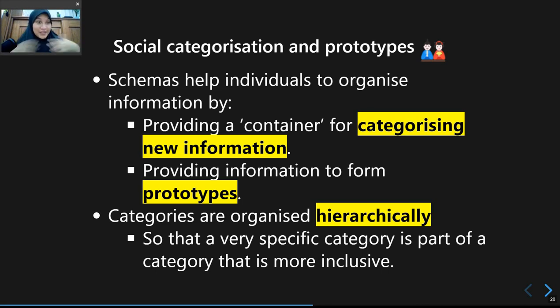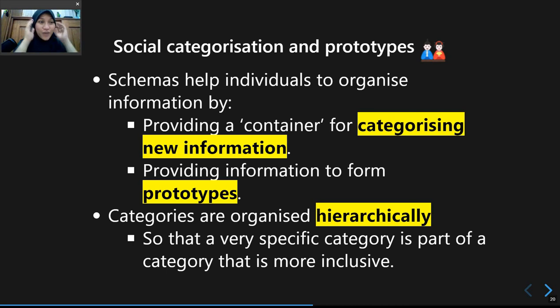So basically, schema helps us. It gives us those boxes, and it helps us put information in those boxes. So if we want to use that information later, it is easier for us to recall. And not only that, it provides us with information to form prototypes. For example, if I ask you to imagine an American, then you would collect information from your schema to form the idea of an American.